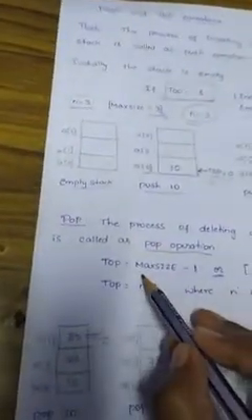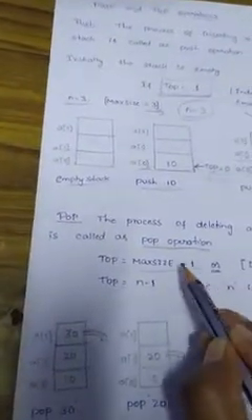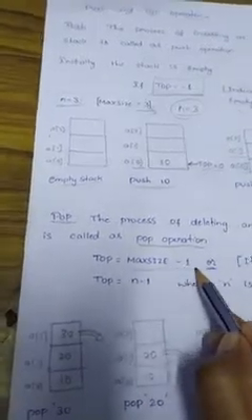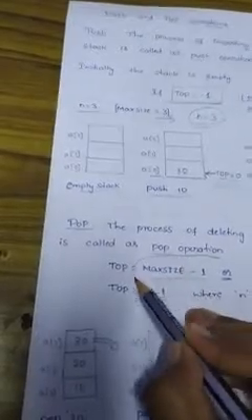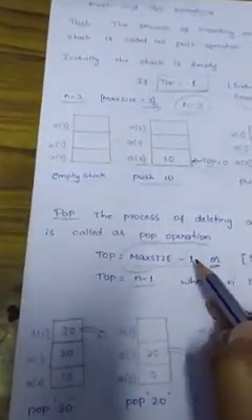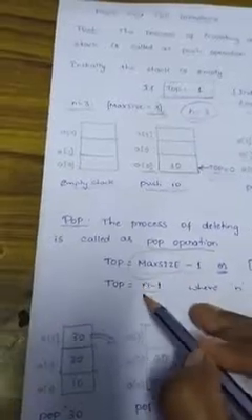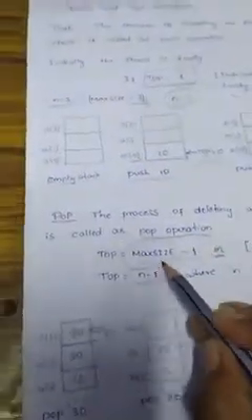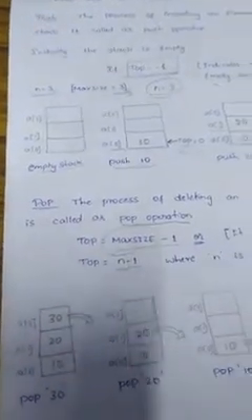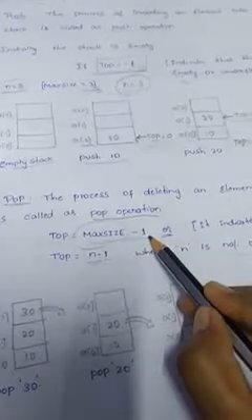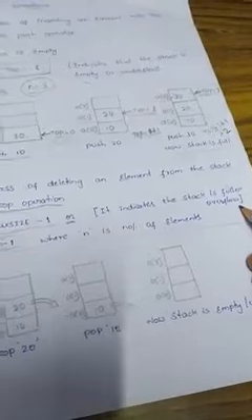So now go to the condition, that is top is equal to maximum size - 1, or n - 1. Here maximum size represents the maximum size of the stack, that is the number of elements of the stack. Here n represents the number of elements in the stack. This condition indicates that the stack is full, or overflow.